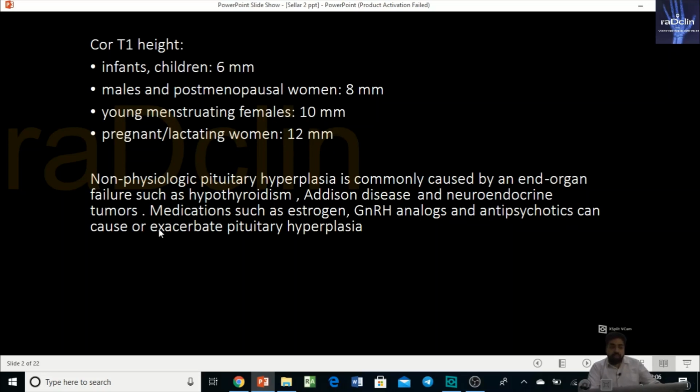Now, what is non-physiological pituitary hyperplasia? Although less common, it is caused by end organ failures such as hypothyroidism, Addison disease, or neuroendocrine tumor. Medications such as estrogen, GnRH analogs, and antipsychotics can also exacerbate pituitary hyperplasia. So it's very important that in case of pituitary lesions, as we have discussed in the previous video, the age, the clinical presentation, the history, the hormonal workup and the blood workup are really important to confirm the diagnosis that we are thinking of.